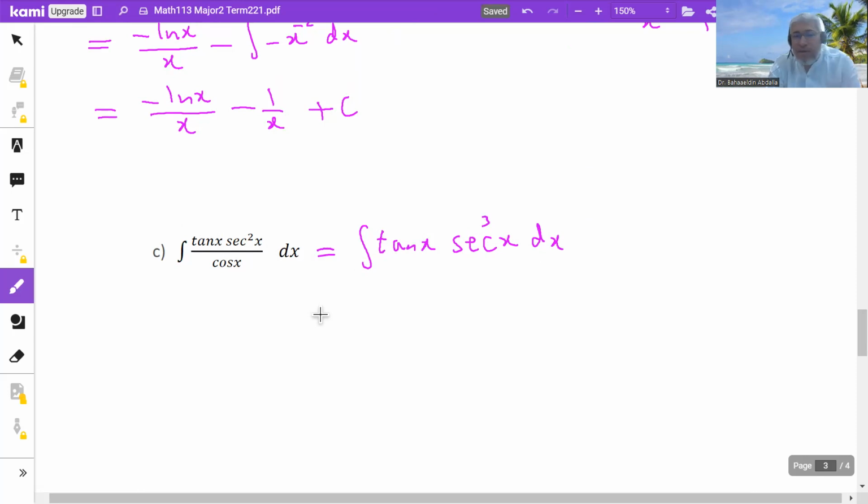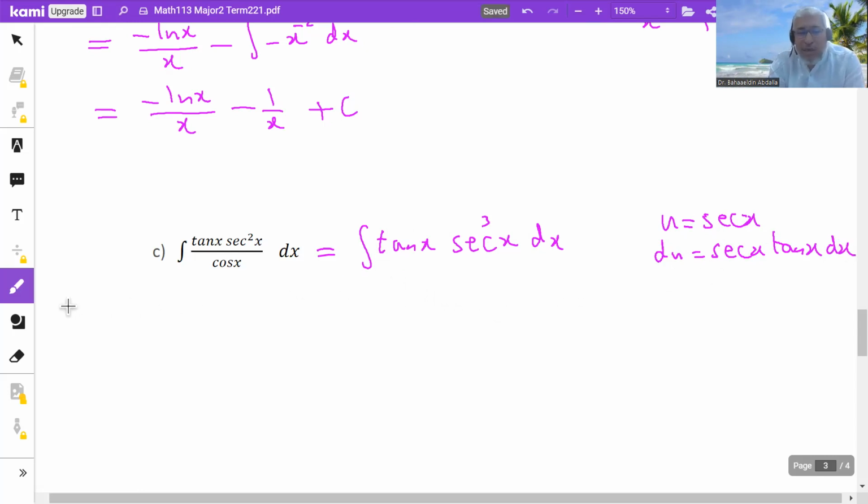And whenever, we know this in section 7.3, I believe, or I think 7.2. If you have tan and secant, if the power of tan is odd, take u as secant x. So du would be, the derivative of secant is secant tan.